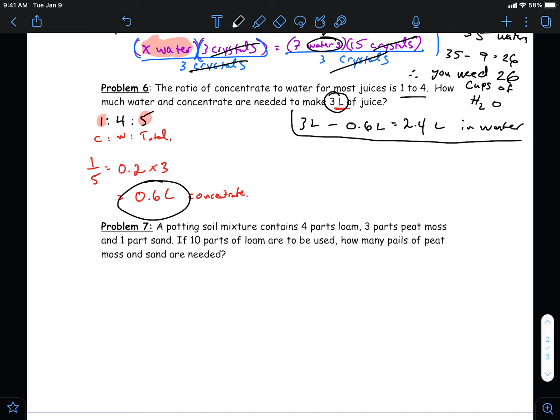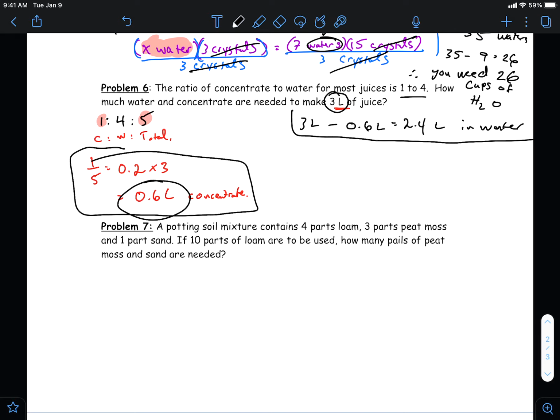Now that's just using intuition, but what if I wanted to make sure that was 100% right? Well, we could use this exact same process that I just did here. Again, just instead of using the concentrate ratio this time, I'll use the water, right? So I know the amount of water. There has to be 4 parts water to every 5 parts based on how this is set up, right? So I can do this.